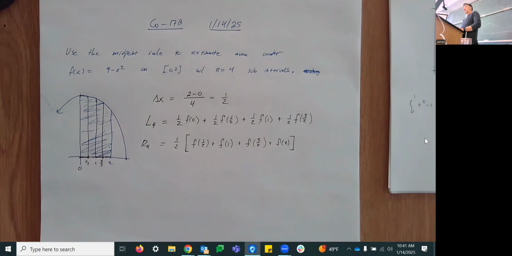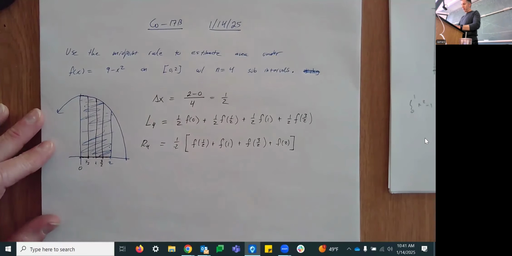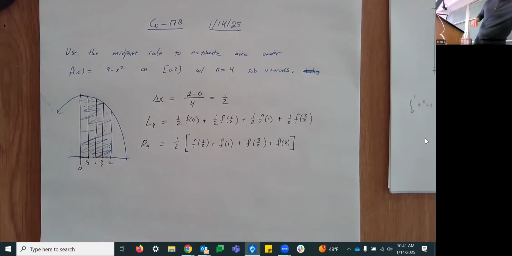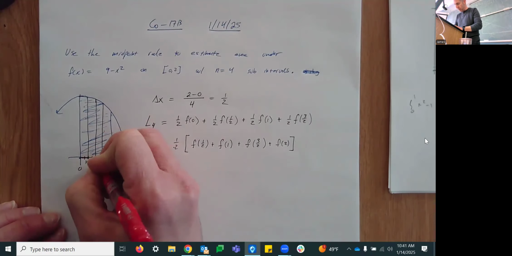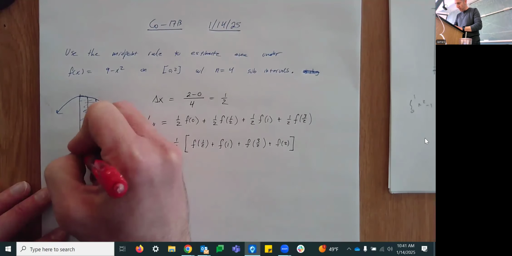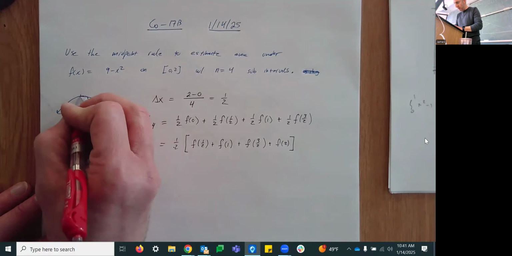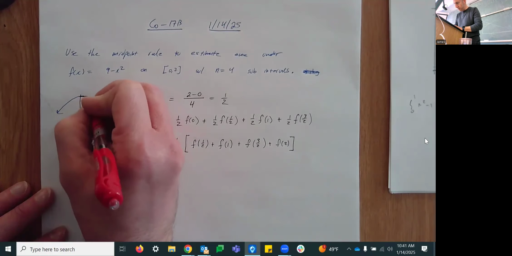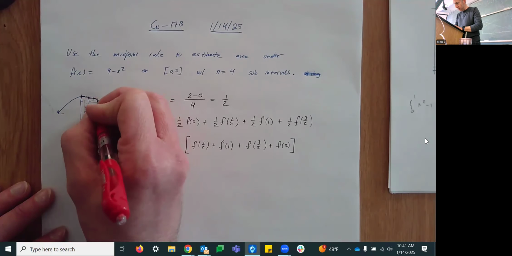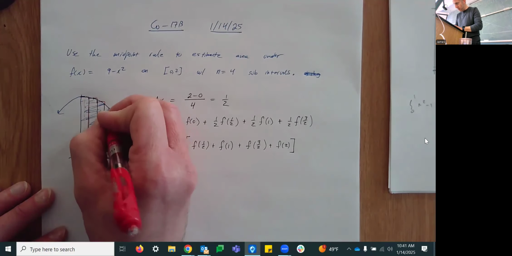And then for midpoints, instead of plugging in the left endpoint or the right endpoint, you plug in the midpoint to find the height of the function. So that's actually what I'm going to try and draw here, probably not super well. Let's grab a red pen. If I use midpoints, they're going to be here, here, here, and here. And I'm going to use that midpoint to find the height of my rectangle. Same deal here, same deal here.